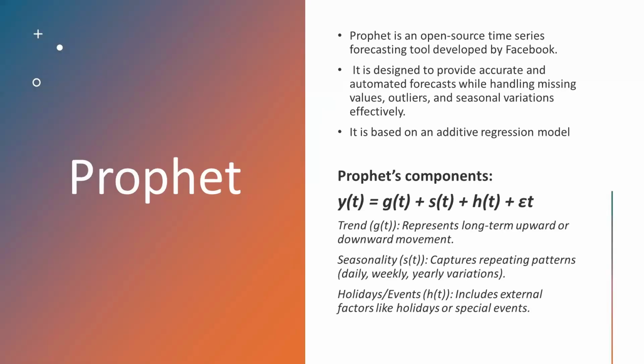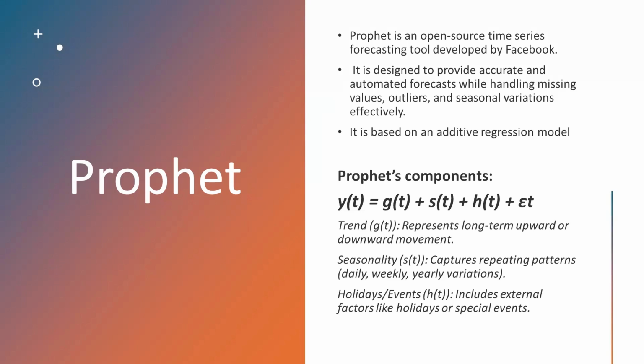Now, let us understand the Prophet algorithm. Prophet is an open source time series forecasting tool developed by Facebook. It is designed to provide accuracy. It handles missing values, outliers, and seasonal variations well.